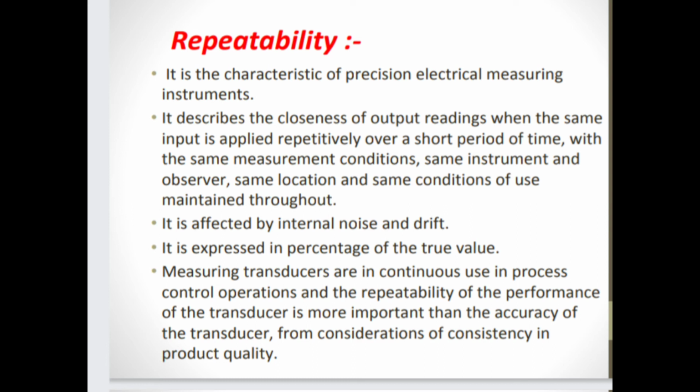It describes the closeness of output readings when the same input is applied repetitively over a short period of time. With the same measurement conditions: same instruments and observer, same location, and same condition of use maintained throughout. Then it is affected by internal noise and drift. This is a very important point. It is expressed as a percentage of the true value.